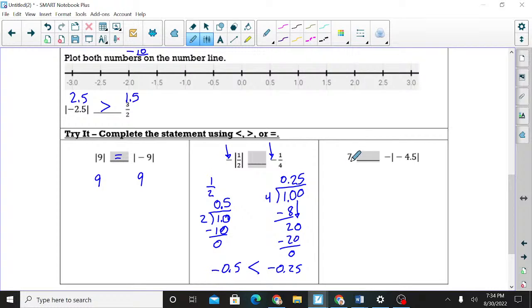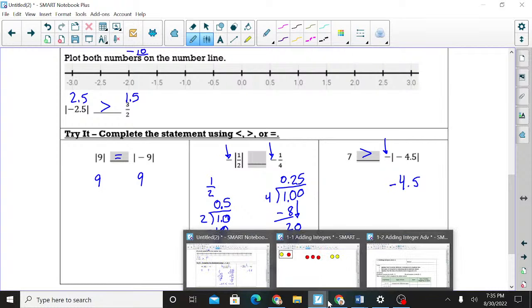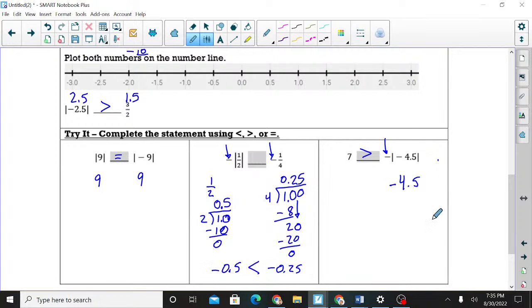The last one, we have the number 7. That's simple enough. But over here we have the absolute value of negative 4.5, and then we want the opposite. So if I take the absolute value of negative 4.5, that's just 4.5. But then I have this negative sign, which tells me I want the opposite. So if we look, 7 is greater than negative 4.5. In fact, every positive number is bigger than every negative number. So therefore, our answer will be greater than.